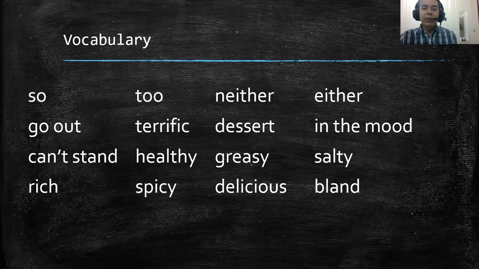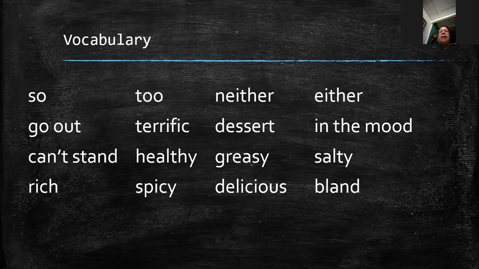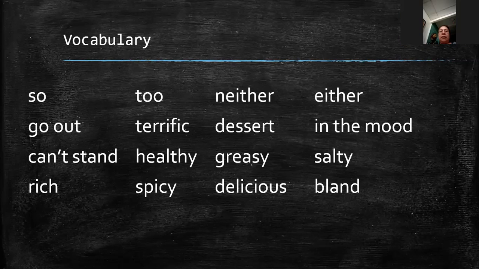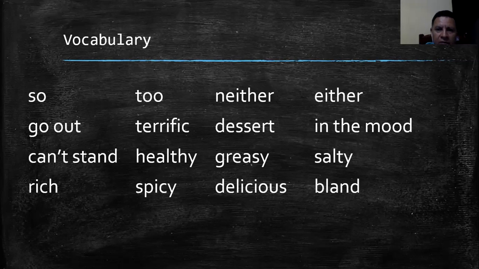Okay. Good. Now, let's continue, please. Do you have any question about this vocabulary? Any question? What is the meaning of bland, teacher? Bland, it's the opposite of hard. For example, a stone is hard, right? And bread is bland. It refers to food, okay? Bland is, for example, bread.